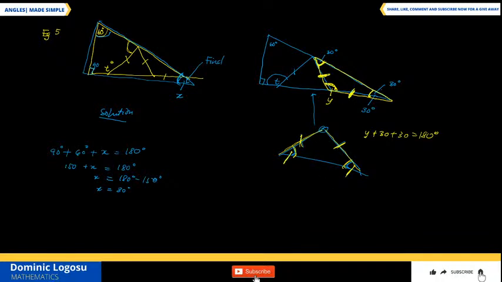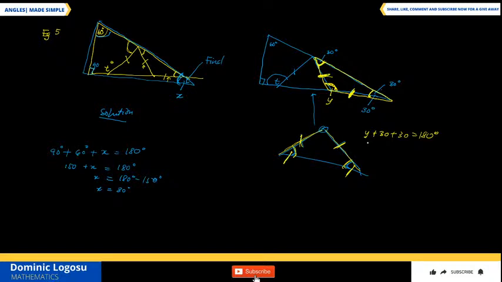This is the same principle we are applying here. There were two stripes here. When you look closely, there's a stripe here, there's a stripe here, and this is a triangle on its own. This stripe tells you that this line is equal to this line. So if this line is equal to this line, then the angle here should be equal to the angle here.